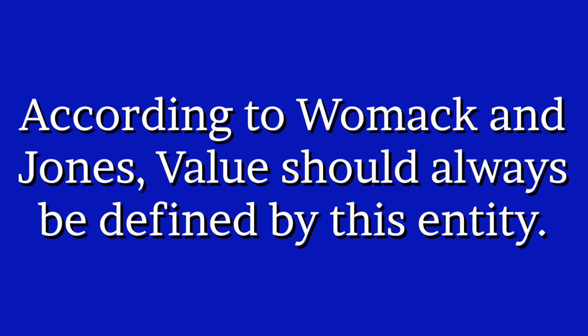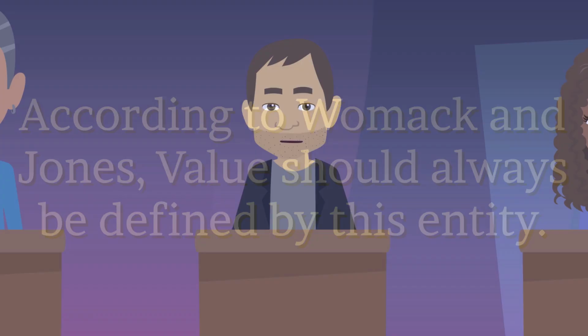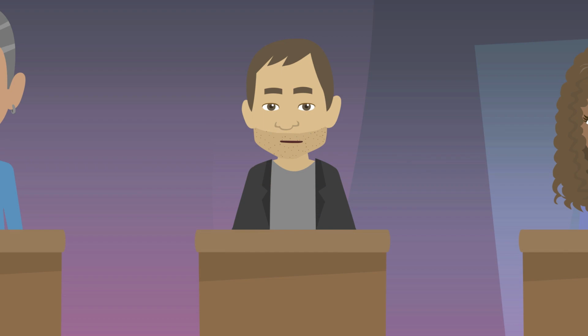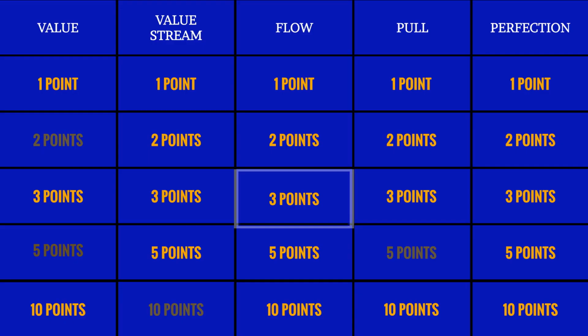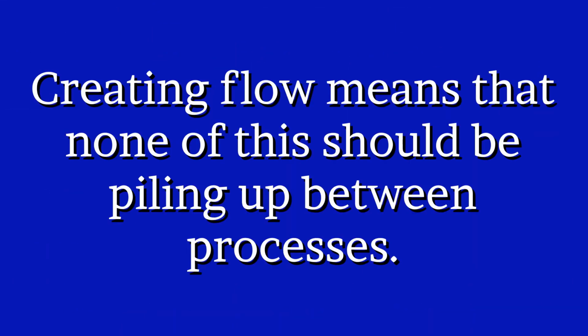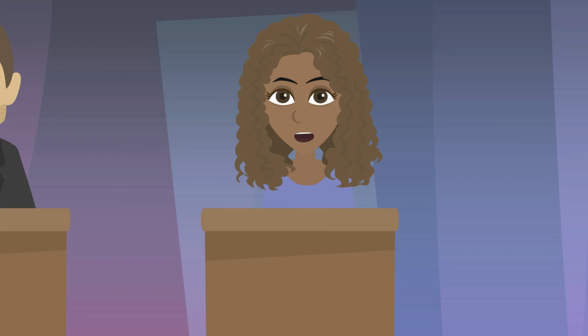According to Womack and Jones, value should always be defined by this entity. Who is the customer? Creating flow means that none of this should be piling up between processes. What is inventory?